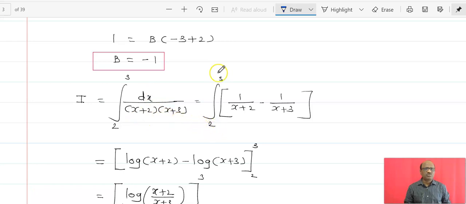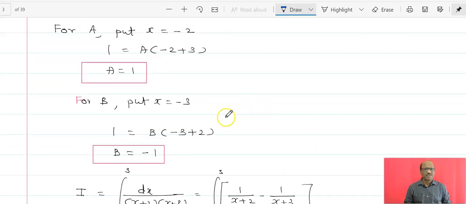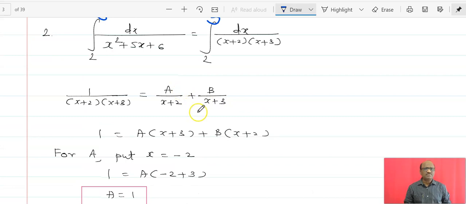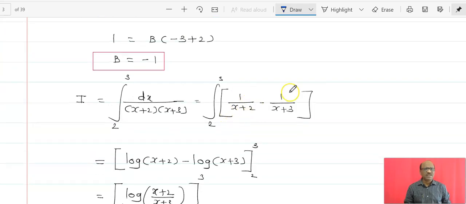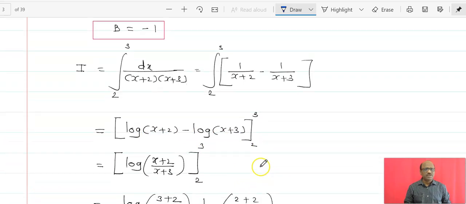That is equal to the integral from 2 to 3 of (1/(x+2) - 1/(x+3)), substituting the values of A and B. A is 1 here and B is -1. Now the integral of this is log of (x+2) minus log of (x+3), with lower limit 2 and upper limit 3. And substitute upper limit minus lower limit.